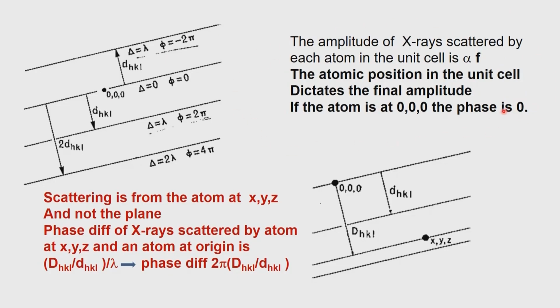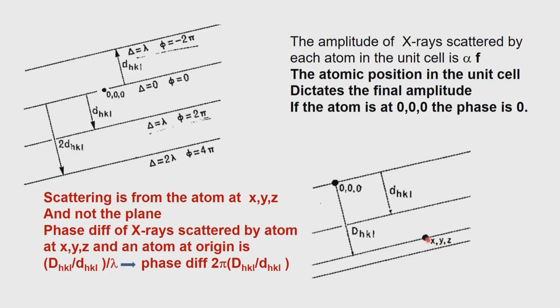Now, what happens if the point is not with respect to the plane? This is something of extreme importance, and we will discuss that in a minute. Now, suppose we have a 0 0 0 plane, just like that plane here. The first diffraction will occur at a distance of d of HKL. Now, the second one will occur at 2d HKL and so on. Suppose there is an atom XYZ at this position in the unit cell. So, there is an atom here and that is in the unit cell.